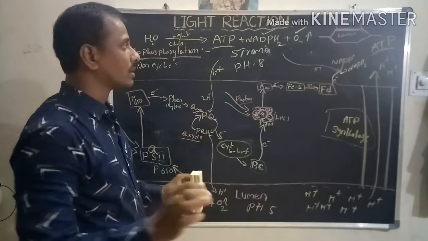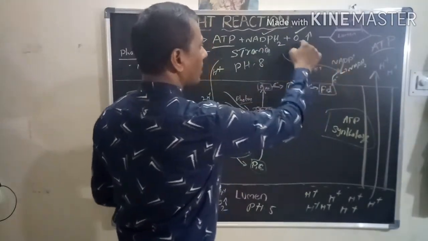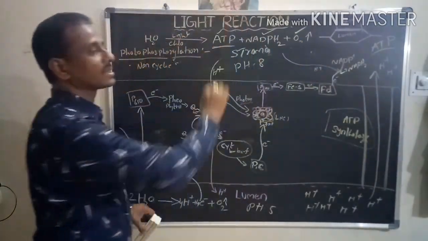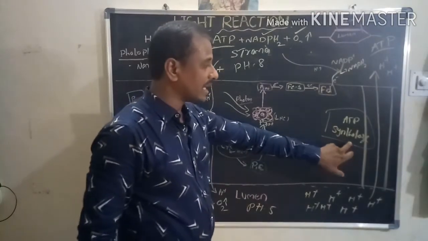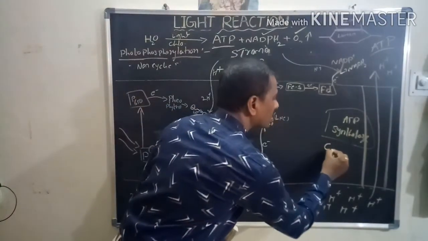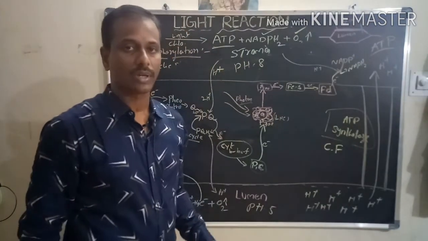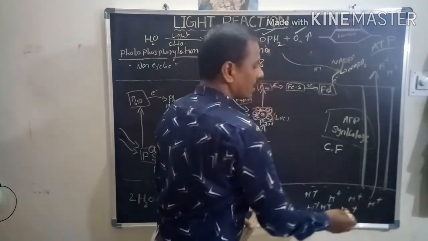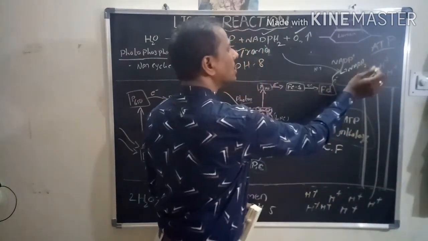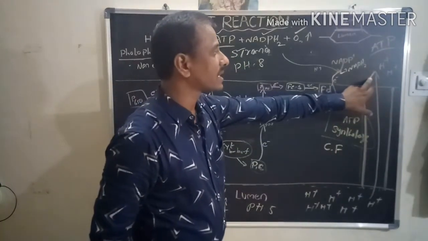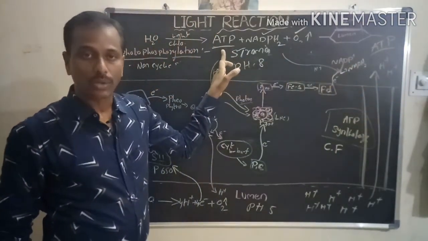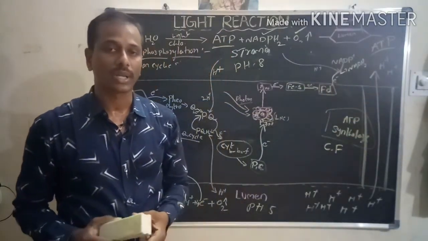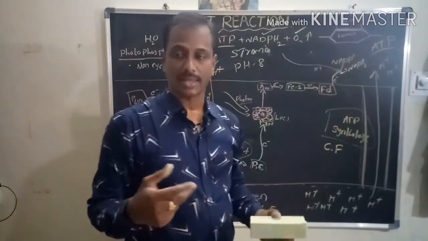We conclude: here NADPH2, oxygen is released in the lumen, and due to the movement of H+ ions, ATP is synthesized with the help of ATP synthetase. It is also called the coupling factor, CF. It acts as a channel. It can transport the H+ ions from the lumen to the stroma. Due to the movement of H+ ions, it gives the ATP molecules. How do the H+ ions give the ATP molecules? It is explained by Peter Mitchell's chemiosmotic theory. I will explain it in the next class.